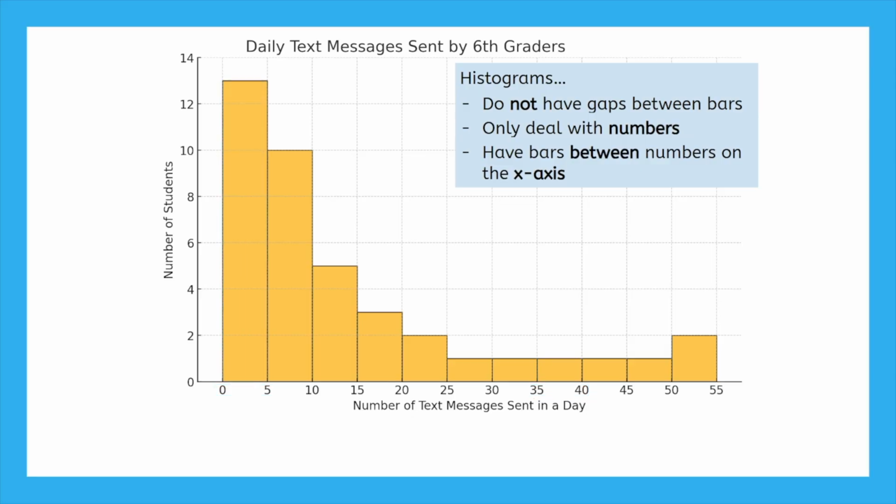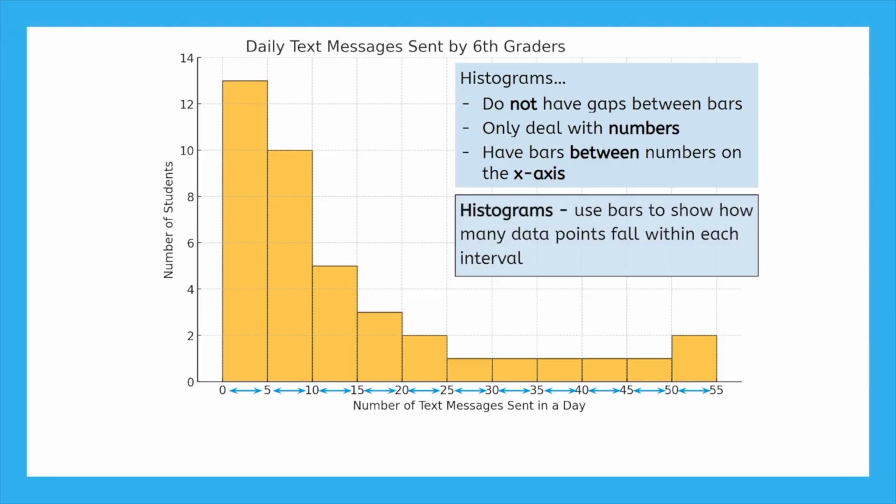This is different from bar graphs and dot plots where the bars or dots are directly above the category or number. Why do you think the bars of histograms span between numbers? Because histograms deal with intervals. Histograms use bars to show how many data points fall within each interval, which you know as frequency. These intervals are known as bins in histograms.